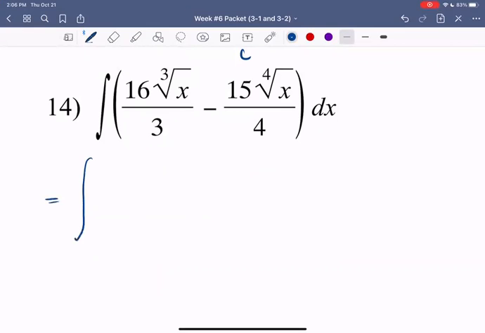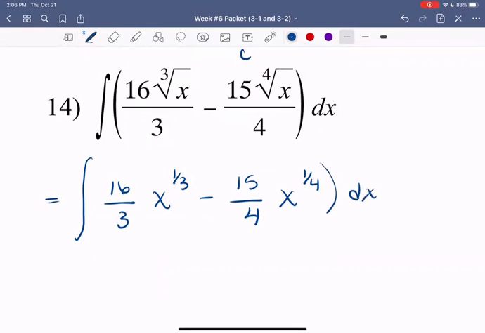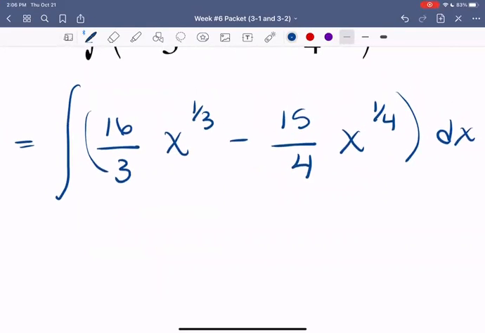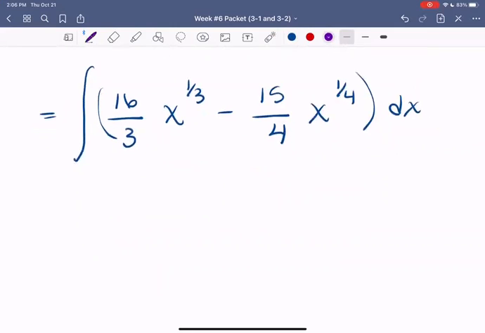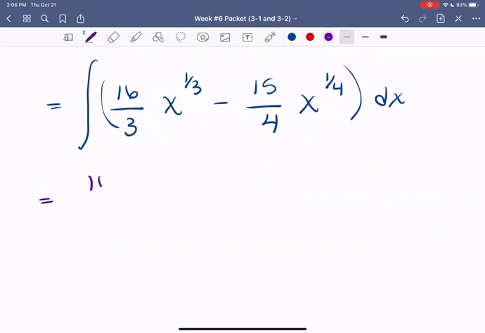This is going to be equal to the integral of 16 over 3 x to the 1/3 minus 15 over 4 x to the 1/4 dx. So now hopefully it looks a little less scary, and we see that the form of our function here in the integral is just like we've seen before, our x with a power. So to find the antiderivative of each term, we have our constant 16 over 3.